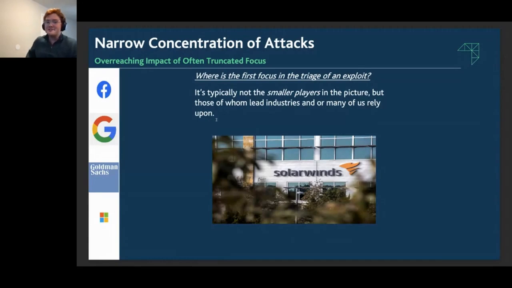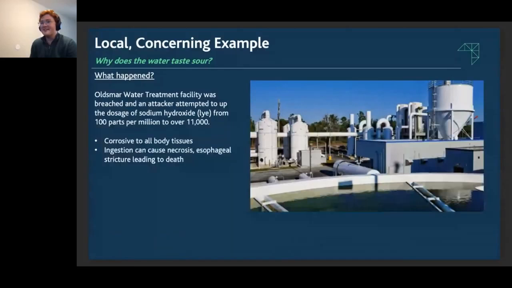A local example: Oldsmar, Florida. A lot of people are going to remember this because it really was not even that long ago. I believe there was an RDP on the network, and the attacker managed to get in and attempted, thankfully not successfully, to increase the amount of lye in the water supply. Those bullet points are basically the effects that lye would potentially have.